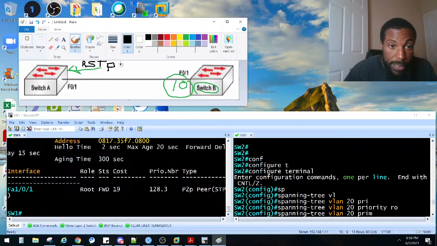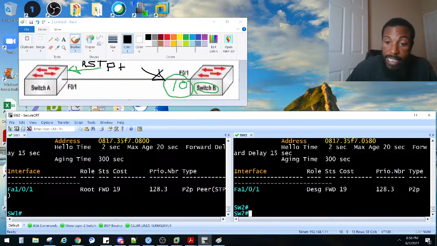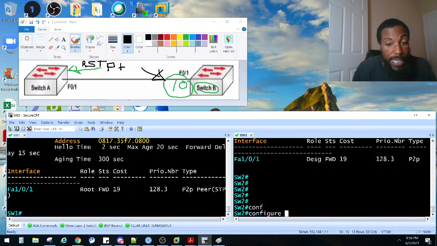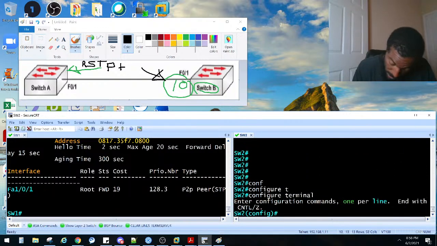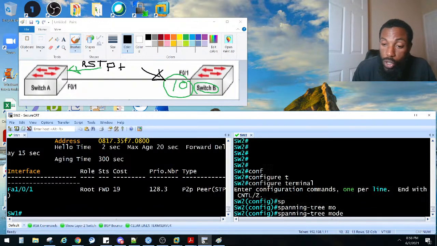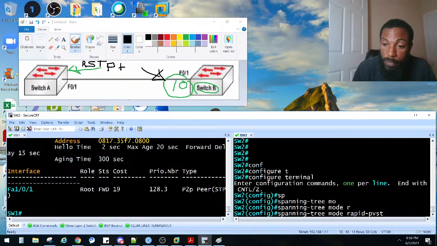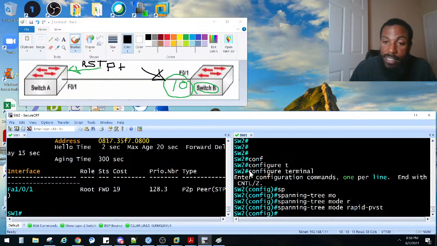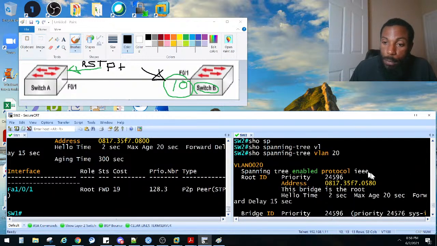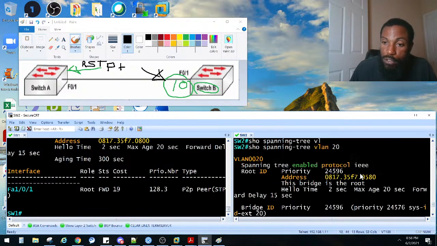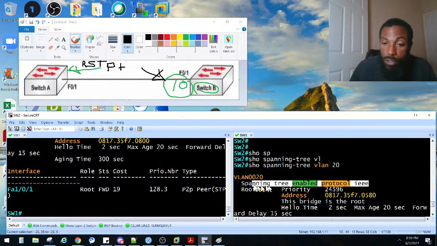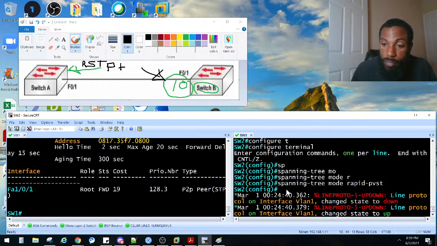RSTP. We got to do the same thing on that guy over there, right? So easy enough, right? Because we already have the VLANs on there. That's how quick we knocked this lab out. What we said, it was spanning tree mode RSTP. Yes, RSTP. And that changes it. Because last time we was running this right here, IEEE, which is actually per VLAN spanning tree. Right? Anybody remember the differences?